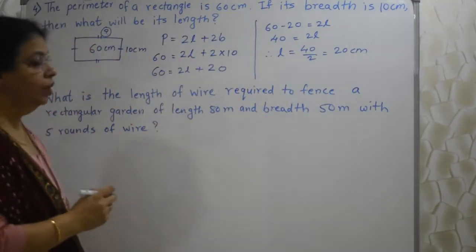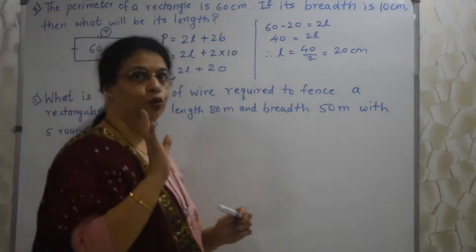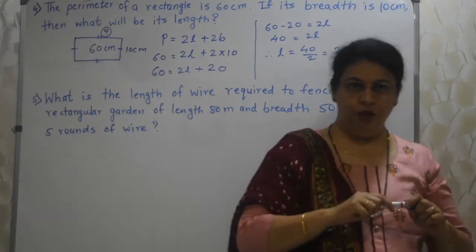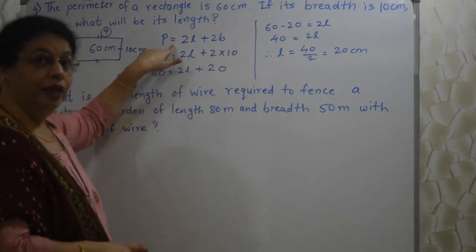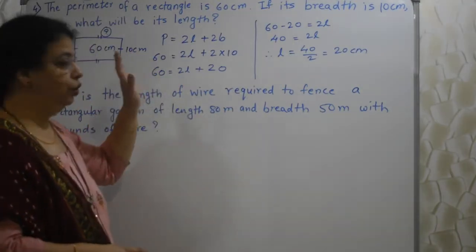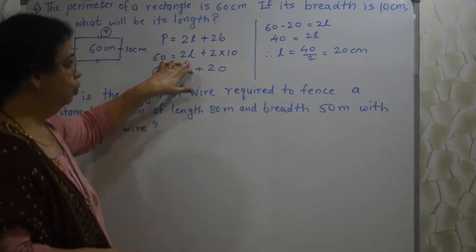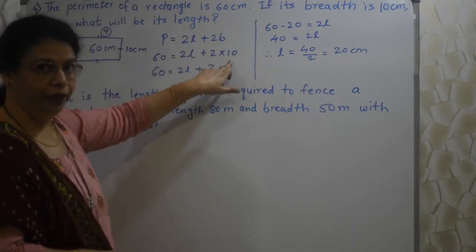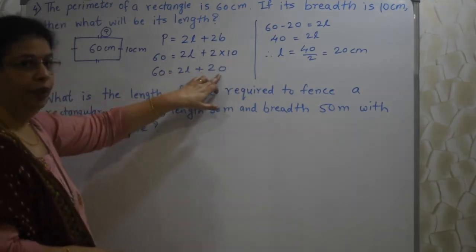Okay, again I will repeat if you want. See students, first what should come to your mind is the formula of the perimeter of the rectangle, which is this. Then you find out what is given in the problem or the question. Perimeter is given, length we don't know, breadth is given. 2b means 2 into b, 2 into 10 now. So 60 is equal to 2L plus 20.